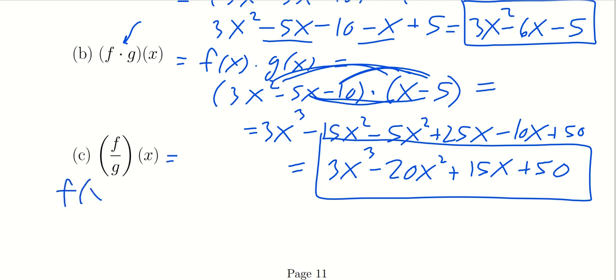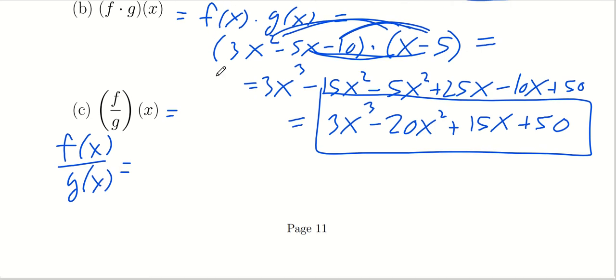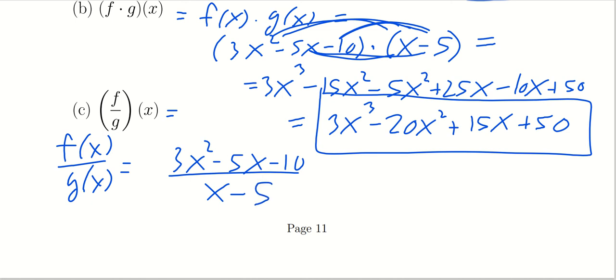Lastly, for f divided by g of x, this is going to be equal to, just take the function f, which was 3x squared minus 5x minus 10, and divide it by x minus 5.